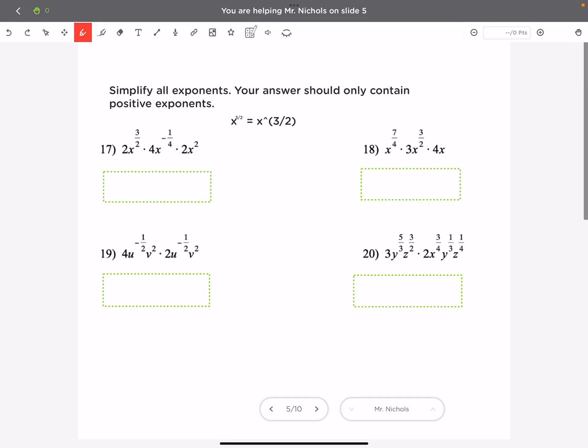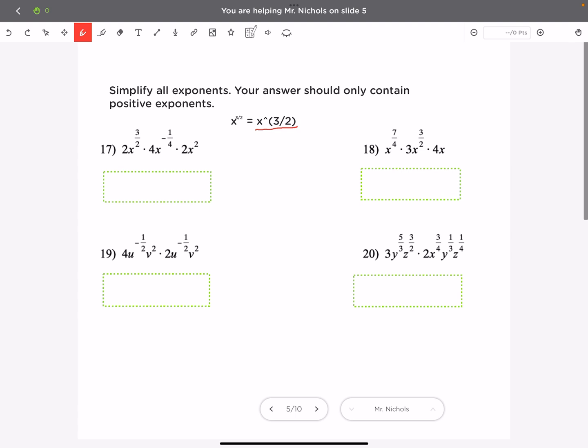Okay, so now we're going into fractional exponents. And fractional exponents, when it comes to simplifying them, work the exact same way as integer exponents, except now we're just dealing with fractions. One thing to note, whenever you have a fractional exponent as opposed to an integer exponent, you need to put parentheses around that exponent.